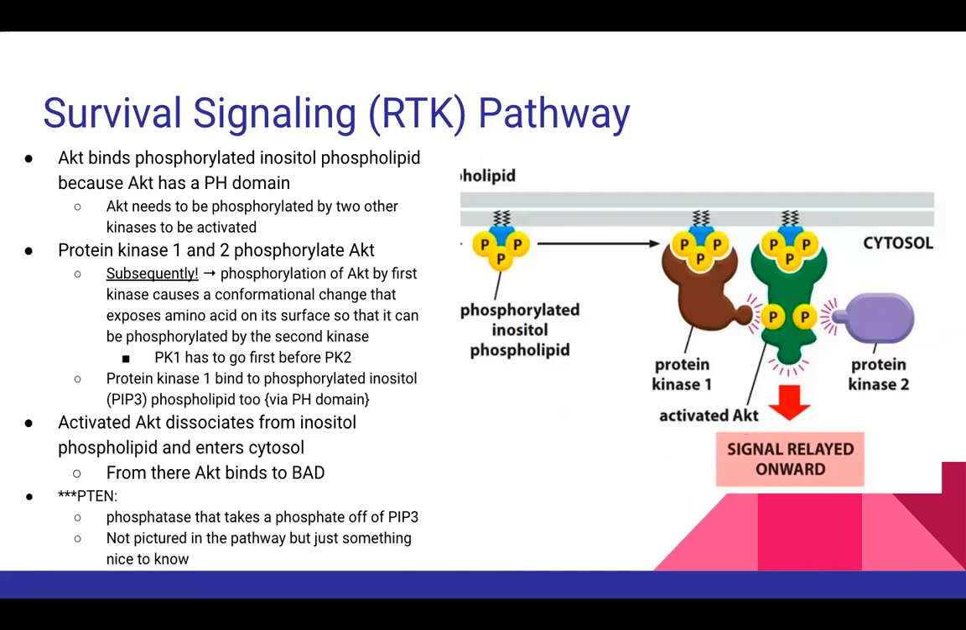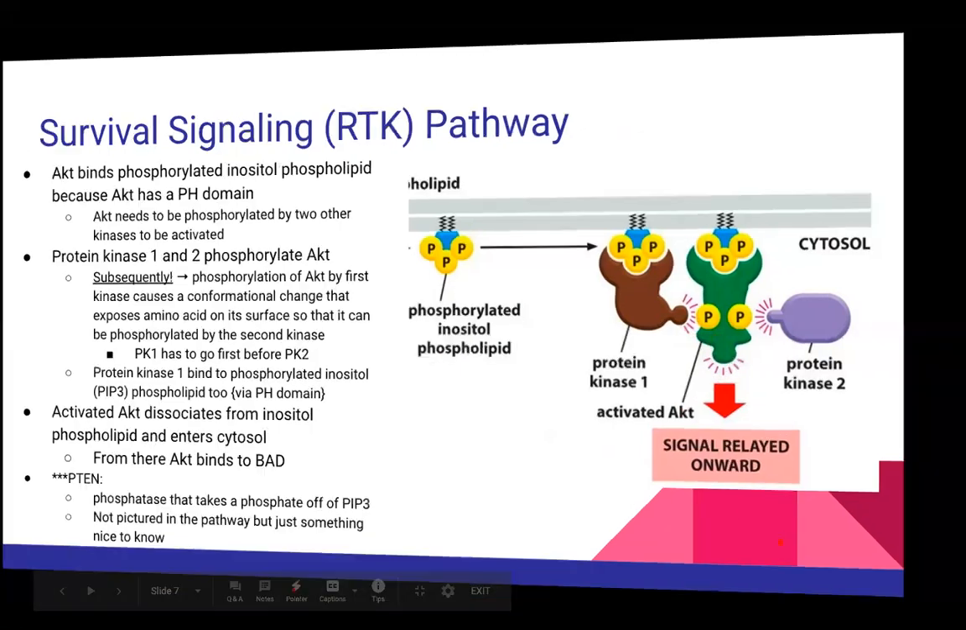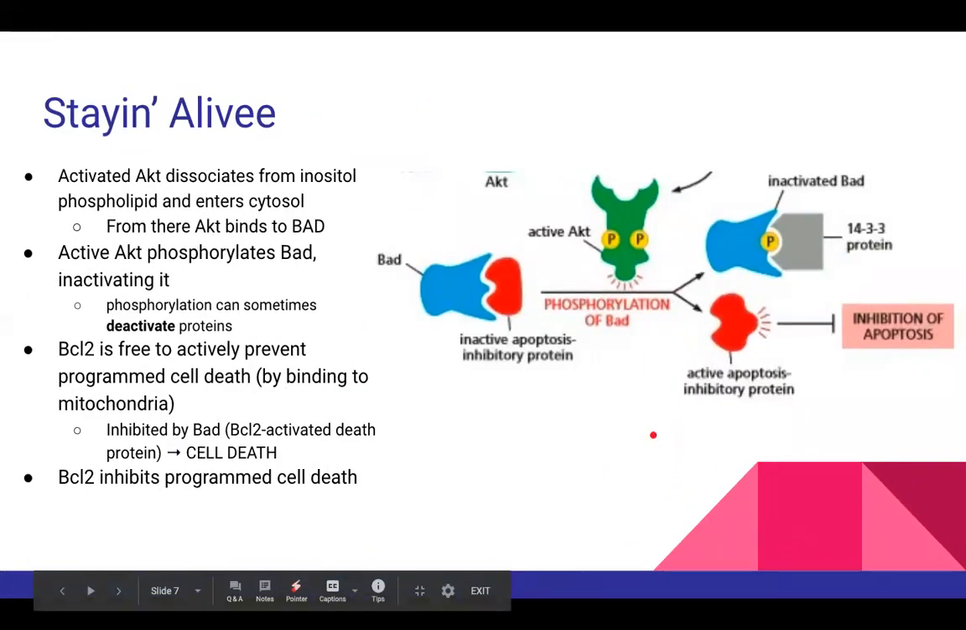So now the next slide is going to talk about the next section of the pathway, which is what happens when we have activated AKT and it dissociates from all this stuff and goes to the cytosol. So that is the next step. So now we have activated AKT, and as you can see, it's dissociated from the protein kinases and the inositol phospholipid. So now it's floating in the cytosol. So what will happen is AKT is pretty important for this part.